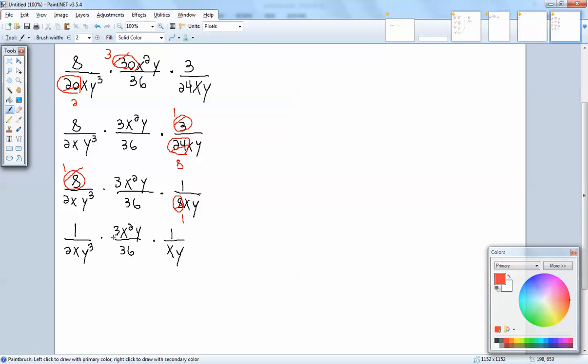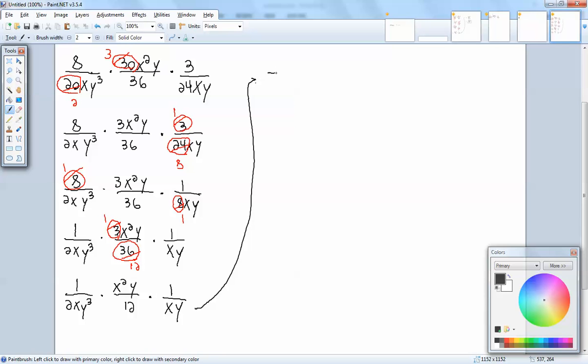Okay, still focusing on numbers. 3 and 36, I guess, is the last one. They're both divisible by 3. 3 divided by 3 is 1. 36 divided by 3 is 12. So we have 1 over 2xy to the third, times, and there's a 1 there, but I also got variables, so I just dropped the 1. So we got x squared y over 12 times 1 over xy. I could go ahead and simplify the variables while I'm at it, but let's go ahead and just multiply everything together.